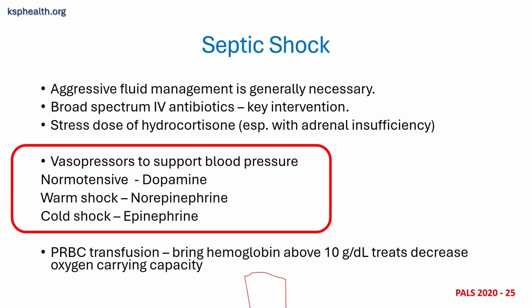Third is septic shock. Again, aggressive fluid management is usually necessary, and broad spectrum antibiotics need to be given early. Give a stress dose of hydrocortisone in shock, especially in those patients who are not responding to pressors. What are the pressors you use? This is according to PALS. If the patient is normotensive, one can use dopamine. If the patient is in warm shock, norepinephrine. If the patient is in cold shock, epinephrine.